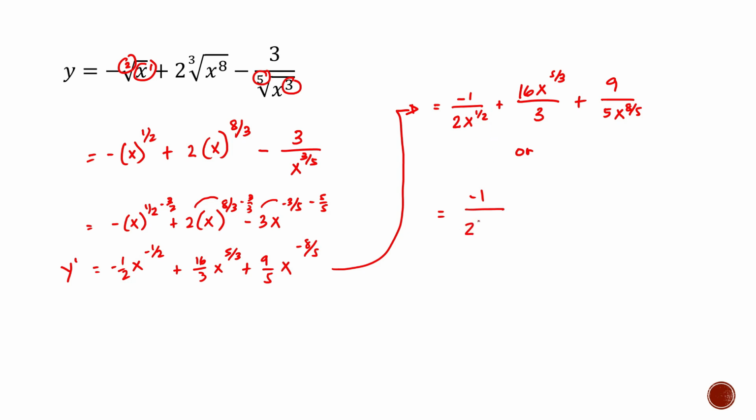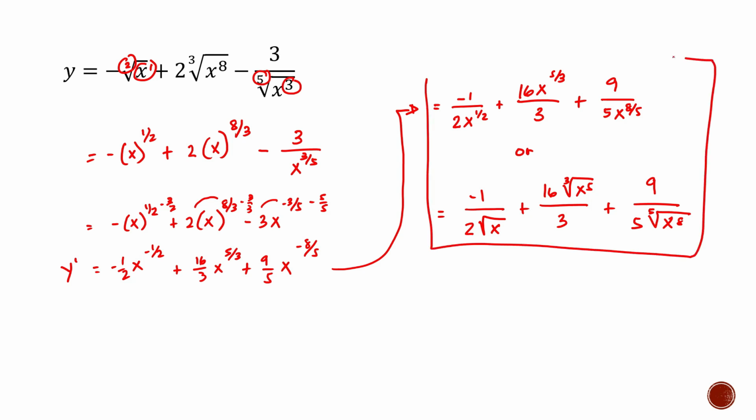So that denominator is your index, square root of x. Okay, plus 16. Again, that 3 is your index, cube root of x raised to 5, all over 3. Okay, plus 9 over 5. Again, that denominator 5 is your index. So fifth root of x raised to 8. Right, so there you go. This will be the answer for this given function.